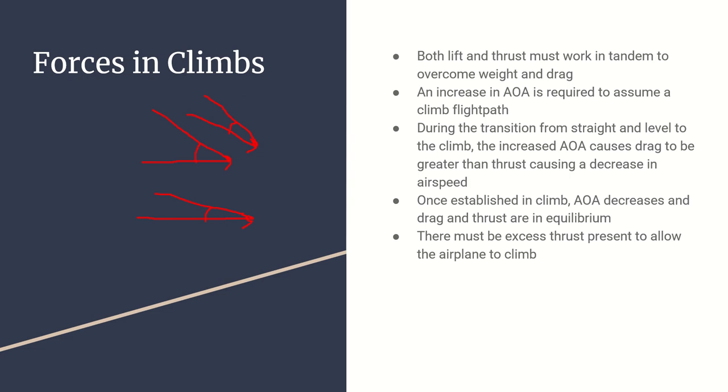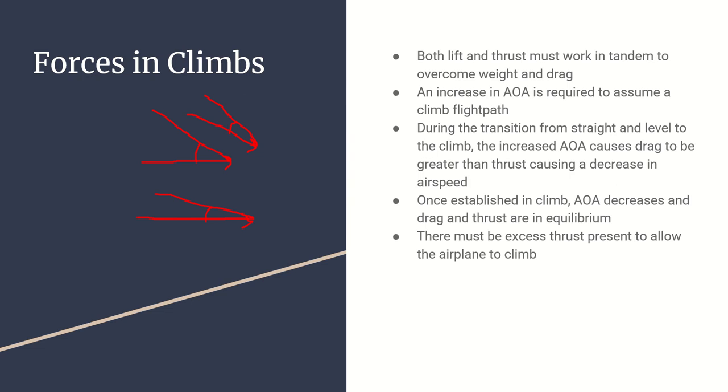Once we are in that established climb, what should happen is that the thrust and drag forces should become equal again. We shouldn't lose any more airspeed. It should just be stationary, so pitching for our 79 or 57 or 60 knots, whatever it is, and we're in the climb. For most climbs, there has to be excess thrust that allows the airplane to climb. So we have to have enough power or thrust to do the climb.